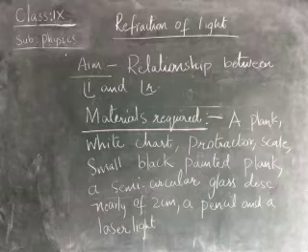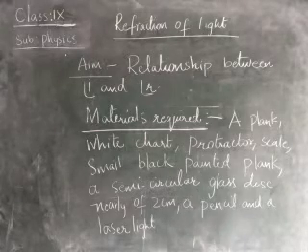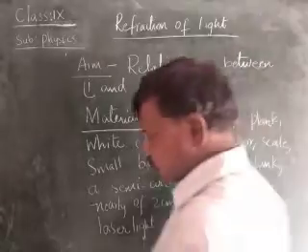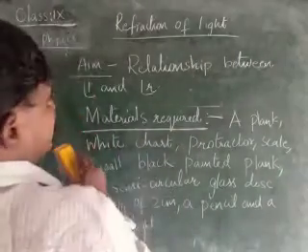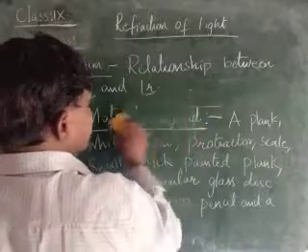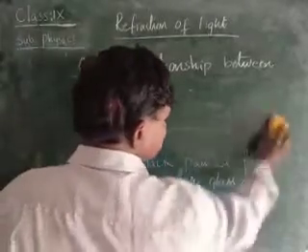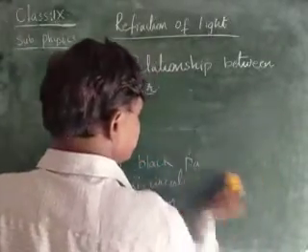Now children, I will explain the activity. Here children, aim completed. Materials required also completed. Now what we want? Procedure, children.